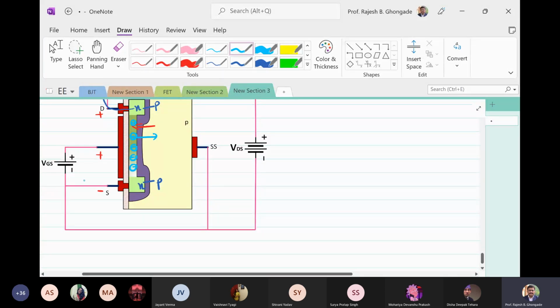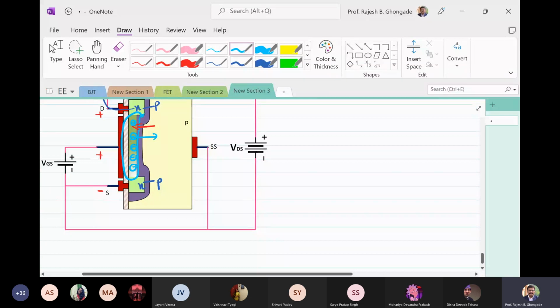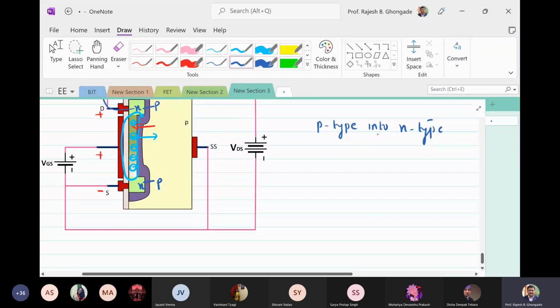तो ये लोकल एरिया अगर देखा जाए, तो यहाँ पे मेजॉरिटी क्या होगा? So electrons. इलेक्ट्रॉन्स होगा ना? तो can I say that we have converted that part of P type into N type? ऐसे बोल सकते हैं क्या? Definitely.